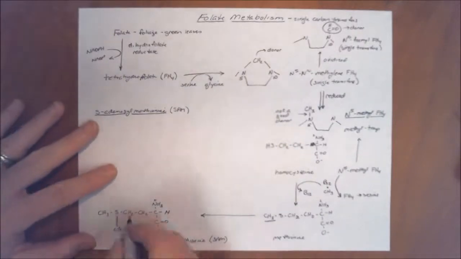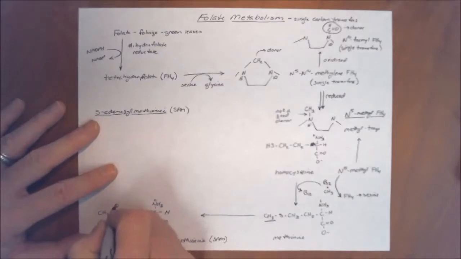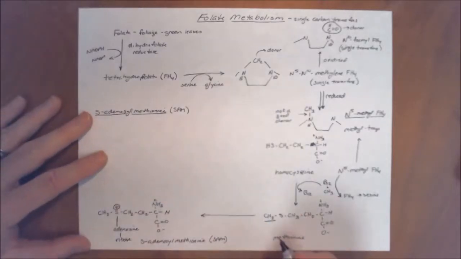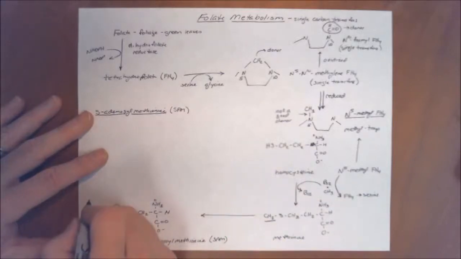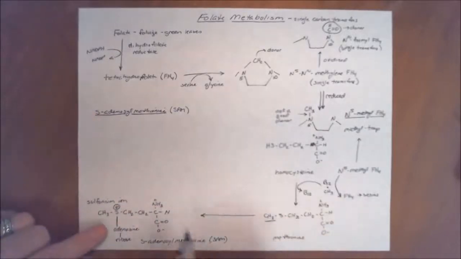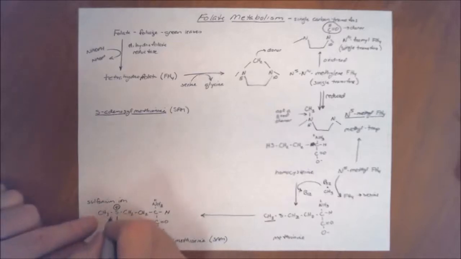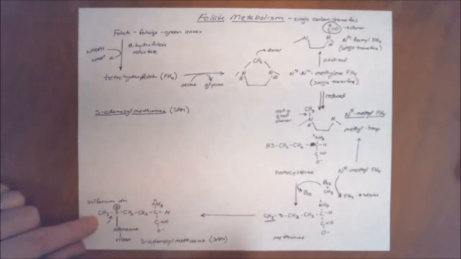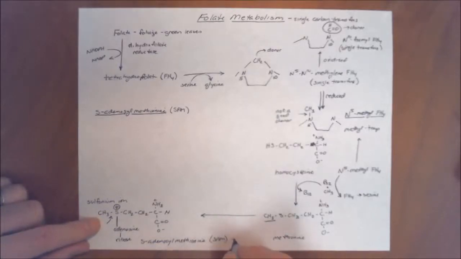Now the important point here is that we are creating 3 bonds on the sulfur. Recall that sulfur likes 2 bonds. So this is creating an unstable sulfonium ion. The least stable bond of these 3 is the bond of the sulfur to the methyl group. This destabilization of the sulfur-methyl bond is what allows the S-adenosyl methionine to be a good donor of carbon.